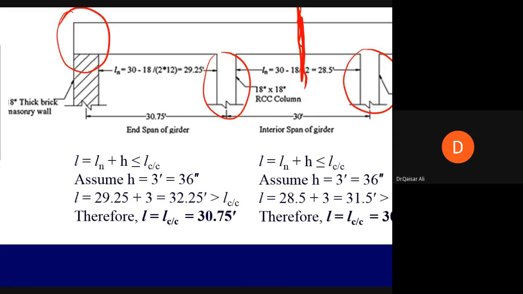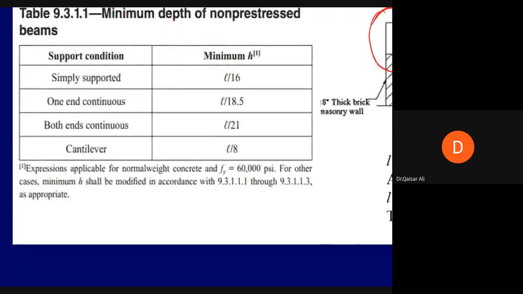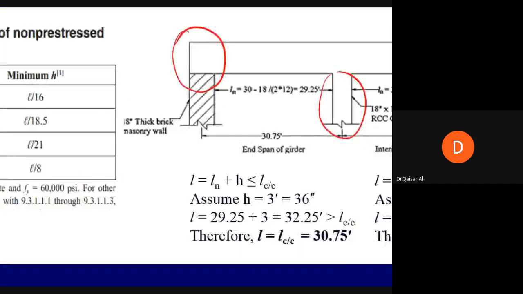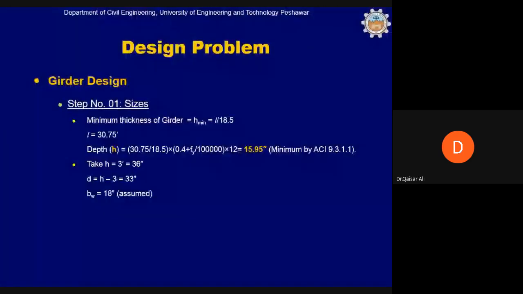The span length of this girder is almost the same as the span of the beam. So the minimum depth according to the ACI code will be almost the same as that of the beam, but we will assume the girder to be 36 inch. And again, you can ask why.